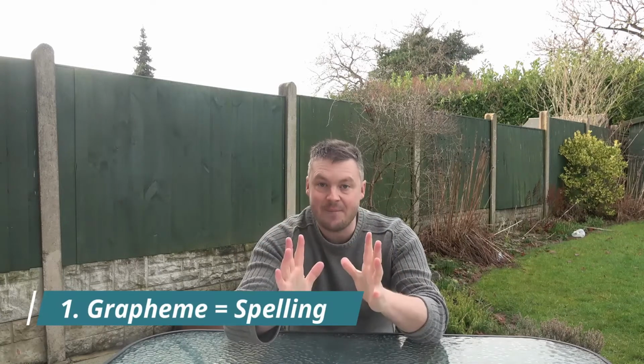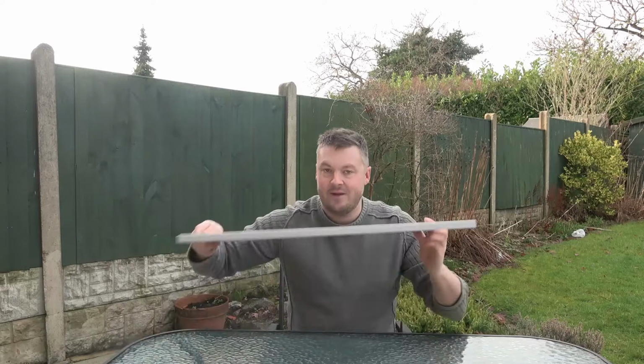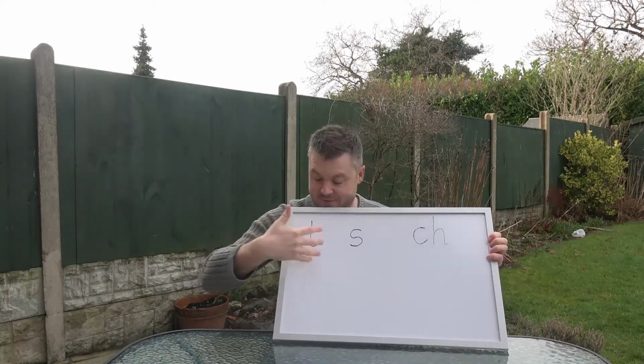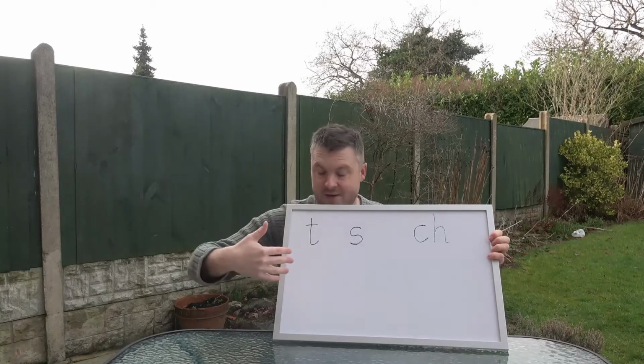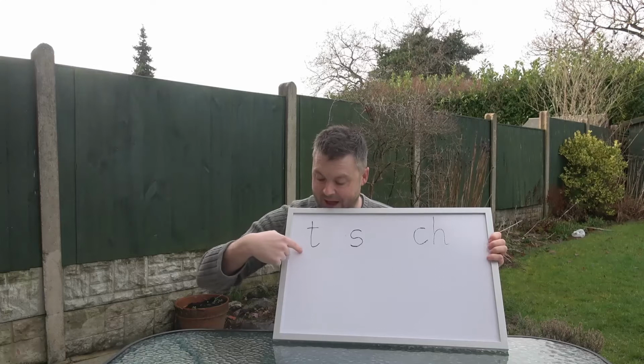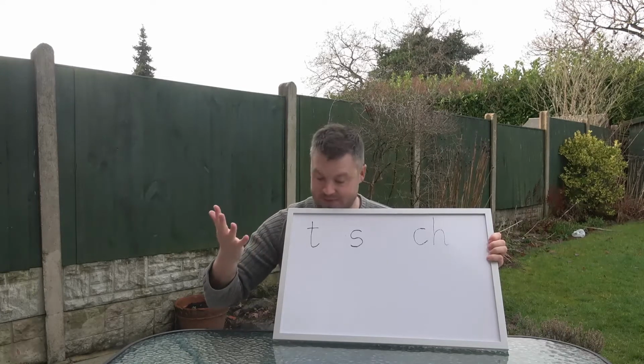It's either a letter, or it's a collection of letters that spell a sound. That is basically what it is. So here are just a few examples. Nice easy one to start with. This is a grapheme. It's a written representation of the sound t, or the phoneme t. And it's just one letter. It's this letter T. That's a grapheme.